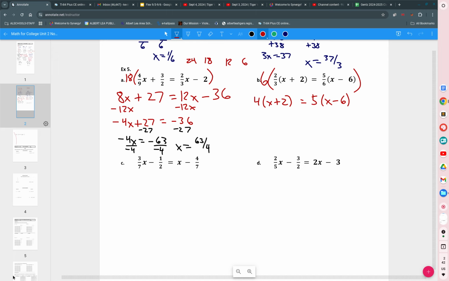Now this becomes very simple. 4x plus 8 equals 5x minus 30. Subtract our 5x. Negative x plus 8 is equal to negative 30. Subtract the 8. Negative x is negative 38. So x is positive 38.